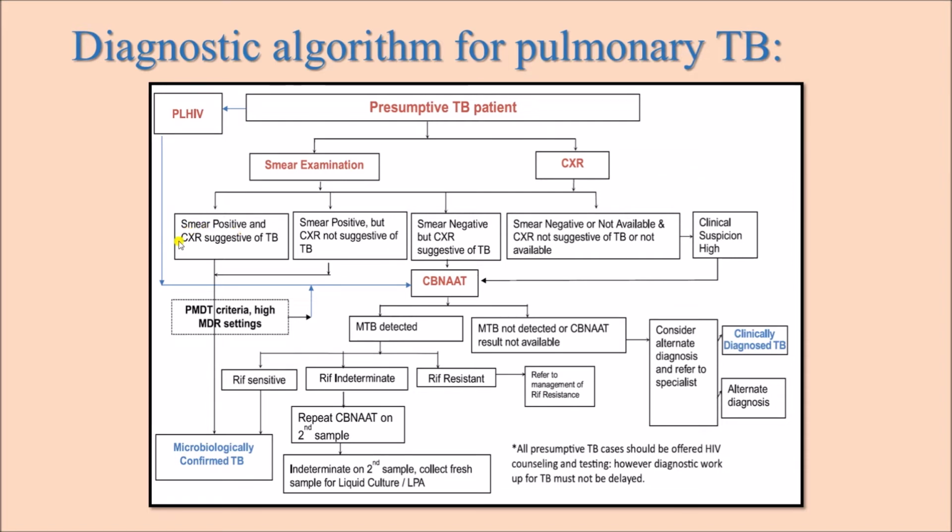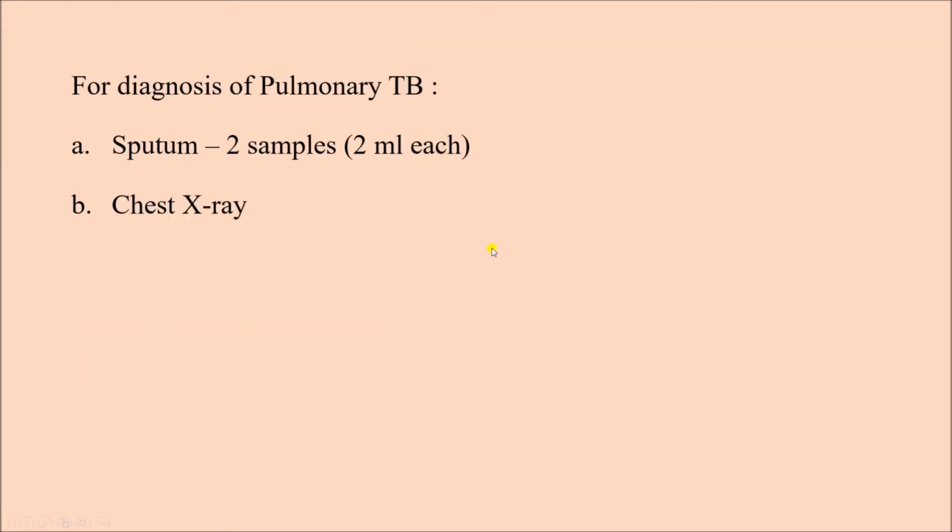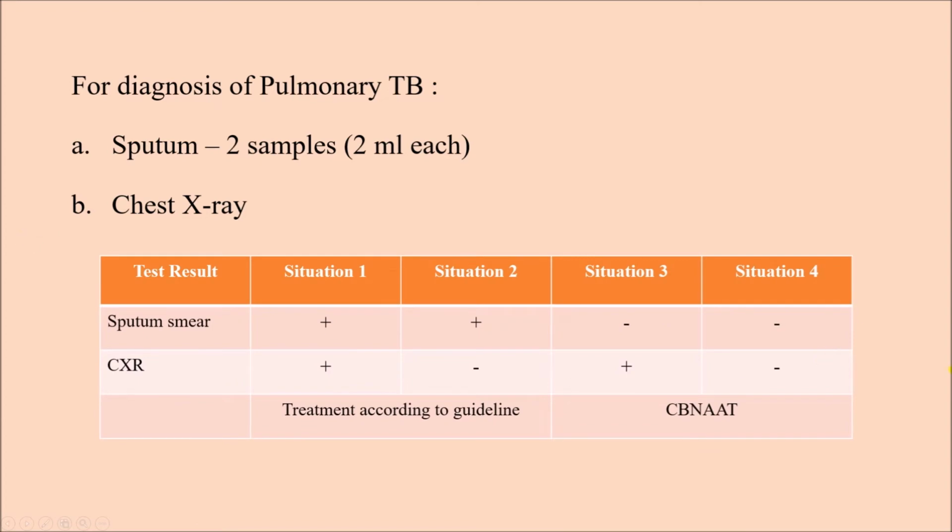If the smear is positive and chest X-ray suggestive of tuberculosis, or the smear positive but chest X-ray not suggestive of tuberculosis, it is definitely microbiologically confirmed TB, because we have identified the bacteria in the sputum smear. So that means the person has tuberculosis. So it is confirmed. Now in other situations, when the smear is negative but chest X-ray is suggestive of tuberculosis, or the smear is negative or not available, so for any reason the smear examination could not be done, and the chest X-ray is also not suggestive of tuberculosis, or chest X-ray was not done, in both cases we have to go for CBNAT. So you remember this part? This is what we already discussed in this table.